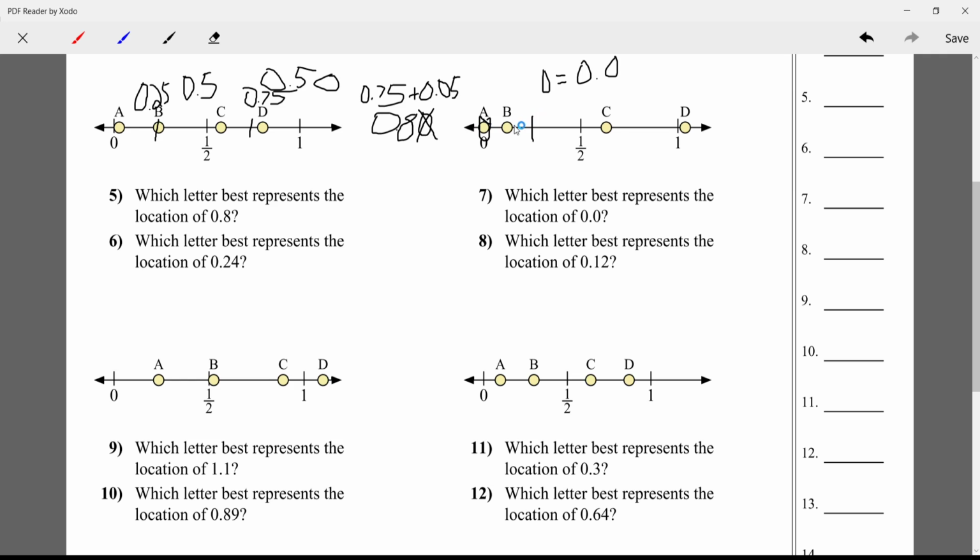Because 12 is about half of 25. So 12 hundredths would be about half of 25 hundredths. So B is the only logical answer for number 8, which would be 12 hundredths. It has to be B.